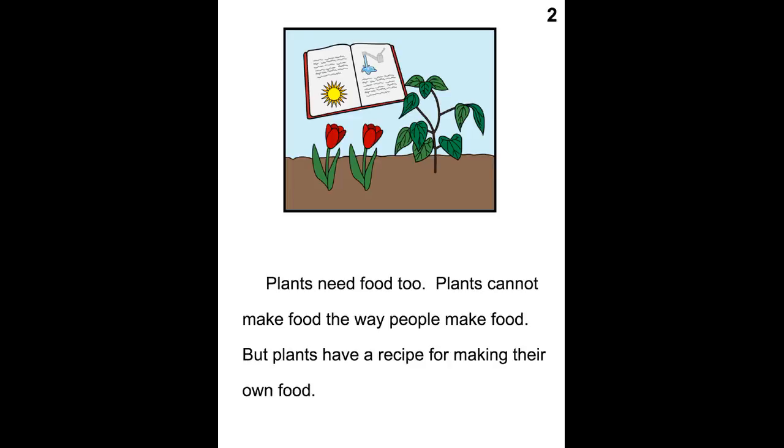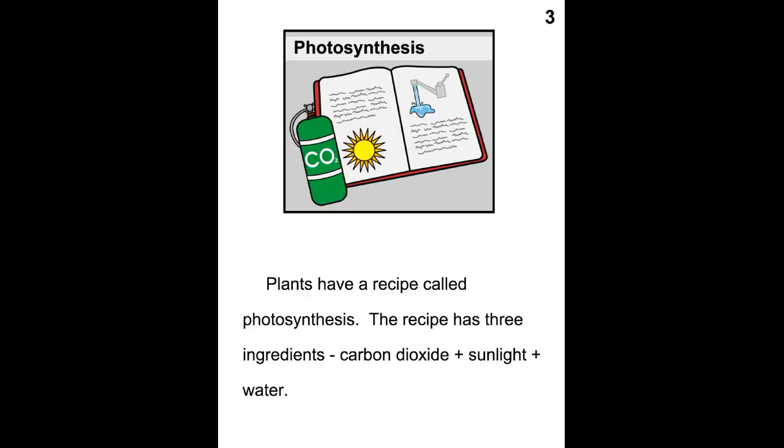Plants need food too. Plants cannot make food the way people make food, but plants have a recipe for making their own food. Plants have a recipe called photosynthesis. The recipe has 3 ingredients: carbon dioxide, sunlight, and water.